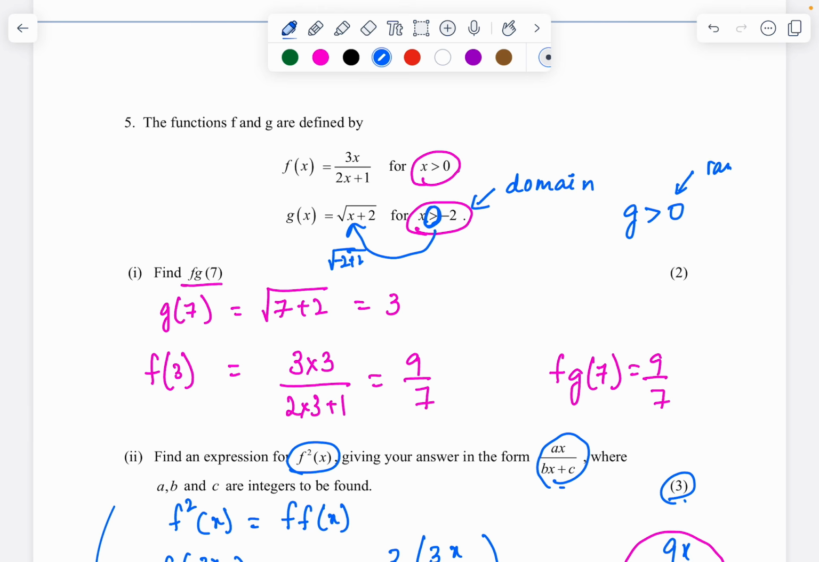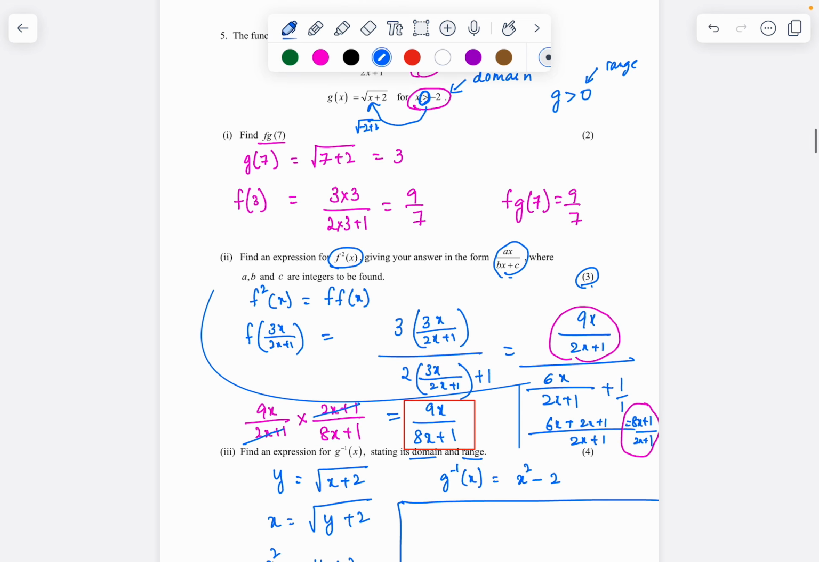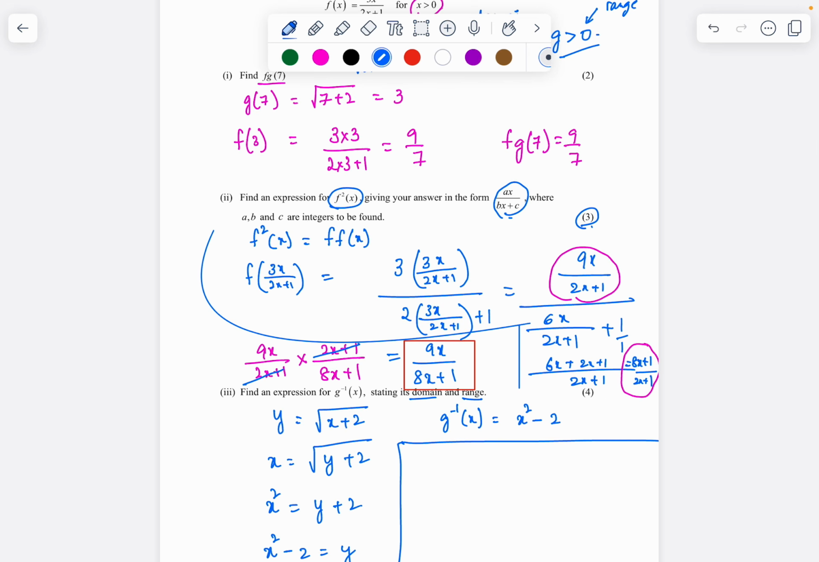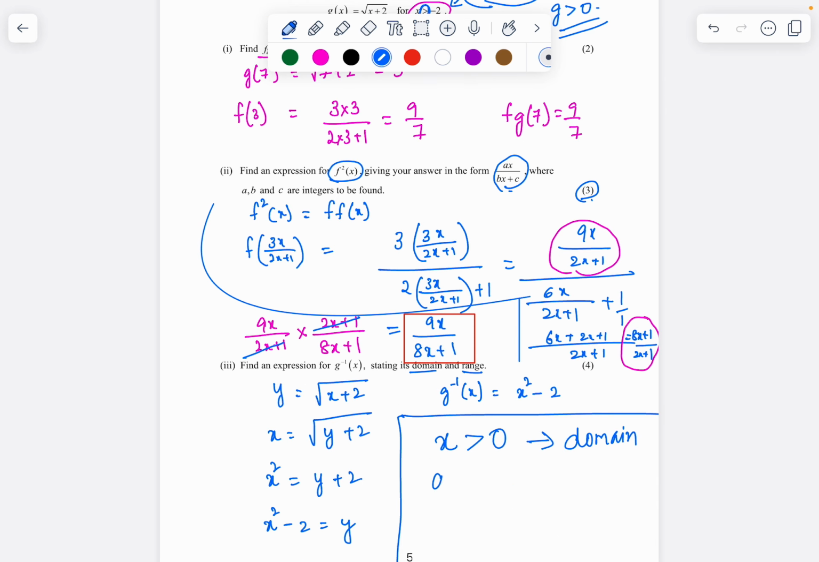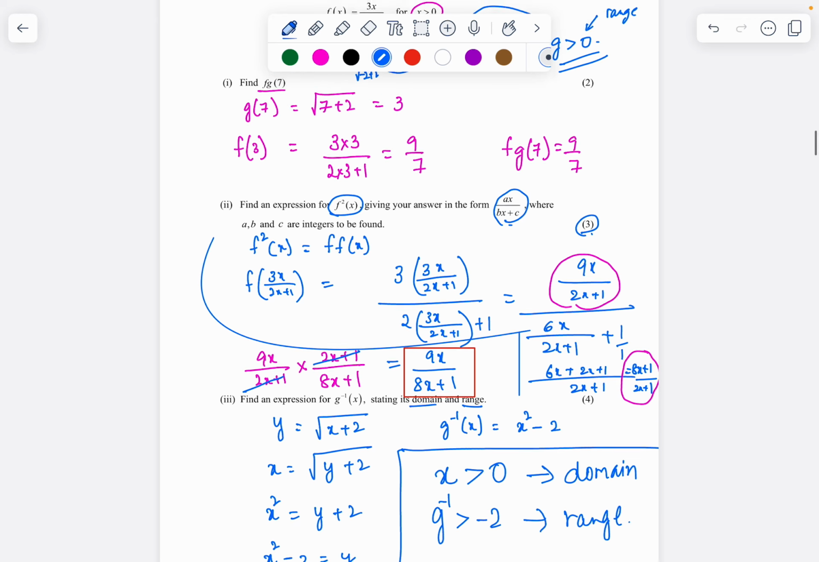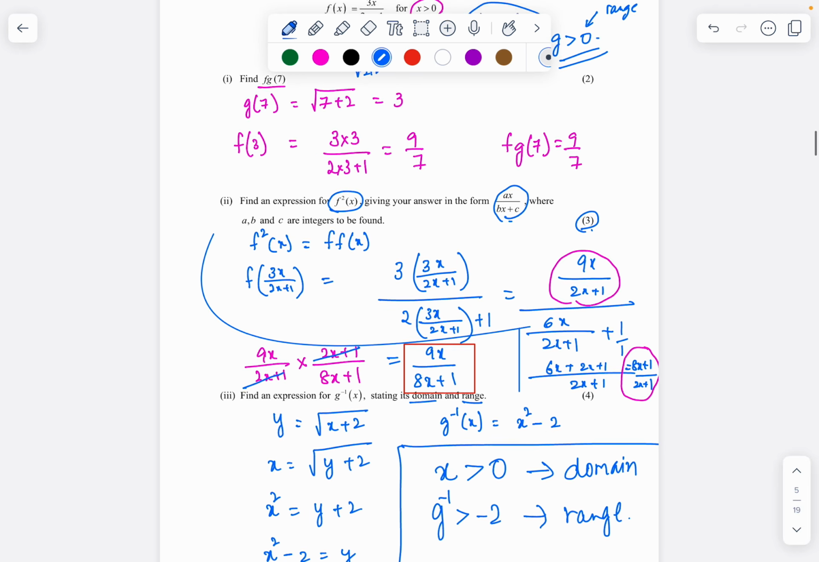So this is the range. So as I said, for the inverse, the domain becomes the range and the range becomes the domain. So first let us write the range becoming the domain, which is x greater than 0. And the domain becomes the range, so the range is going to be g greater than negative 2. So you can just write it as this is the range. Okay, hope you understand this. So range becomes domain, domain becomes range.